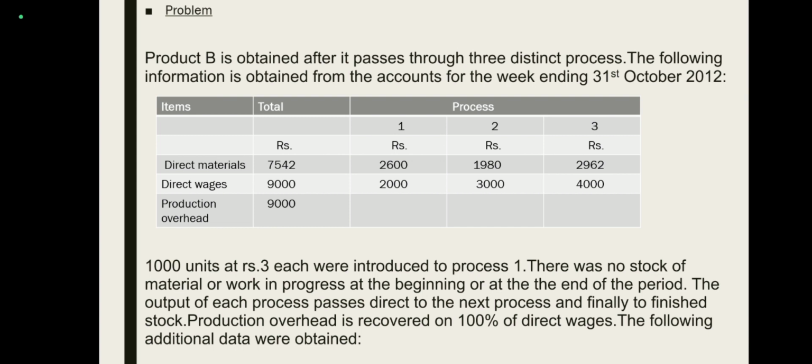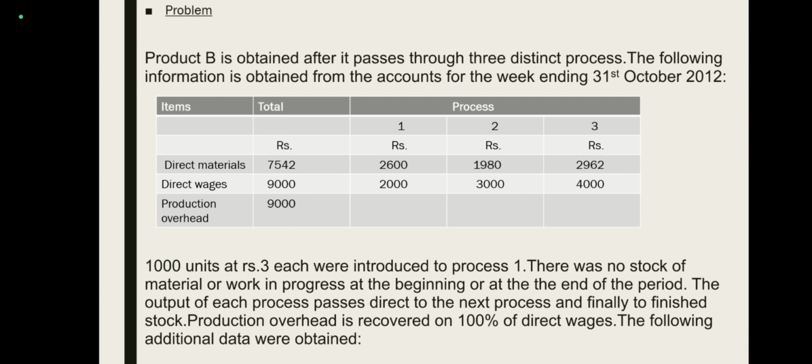The question is about product B, which is obtained after it passes through three distinct processes. The following information is obtained from the accounts for the week ending 31st October 2012. Three items are given, with total amounts for processes 1, 2 and 3. 1000 units at rupees 3 each were introduced to process 1.